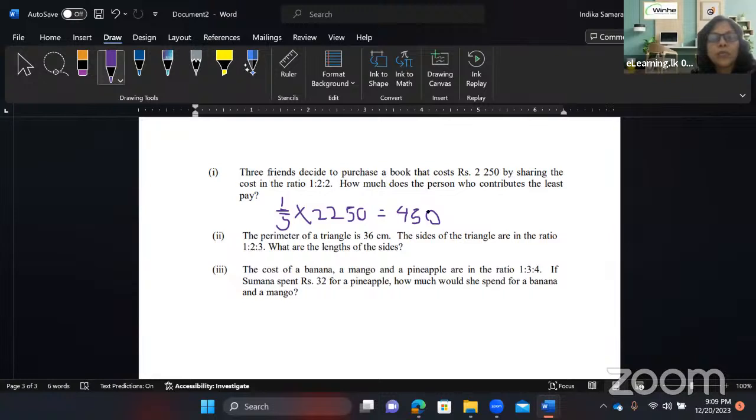Third one, the cost of a banana, a mango, and a pineapple are in the ratio 1 3 4. If Sumana spent 32 for a pineapple, how much would she spend for a banana and a mango?